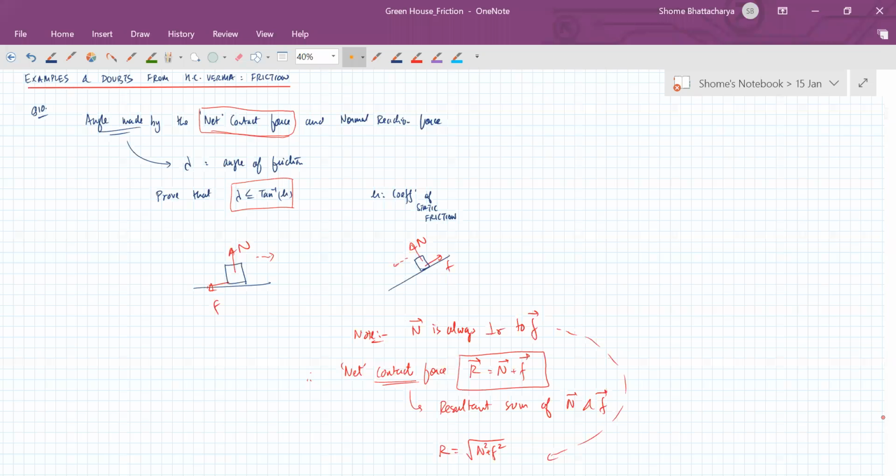Normal reaction and friction act perpendicular to each other, and the angle made by the resultant or the net sum of normal reaction and friction with respect to normal reaction, that angle is lambda. So how will you prove from that now that lambda should be less than or equal to tan inverse mu? That is what we have to do in this question. So try this out now, please.